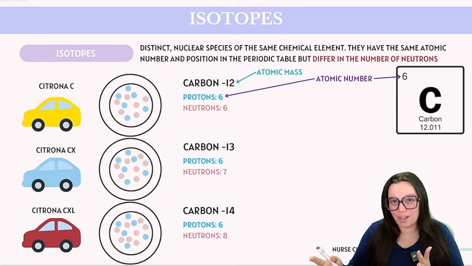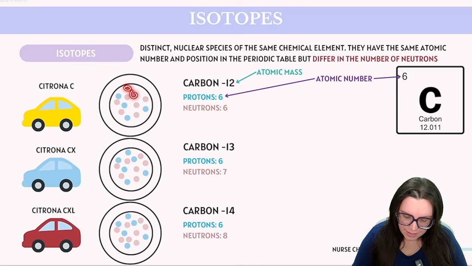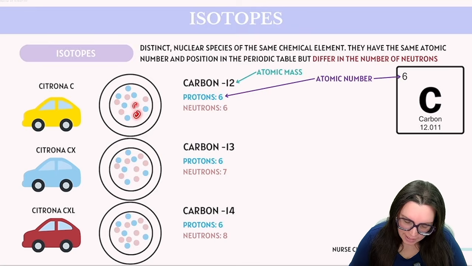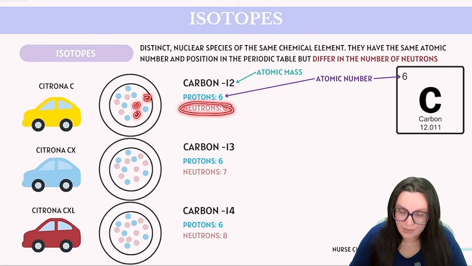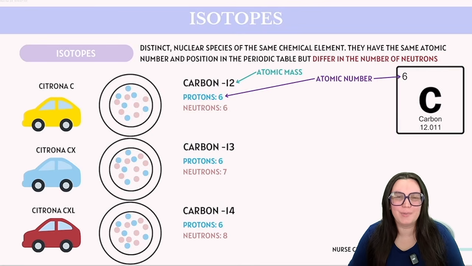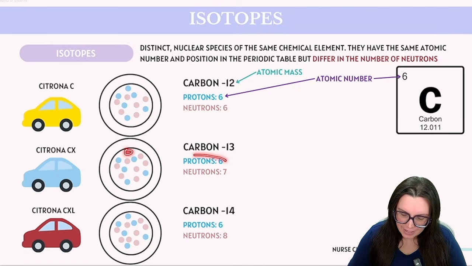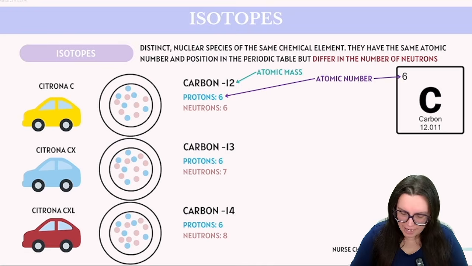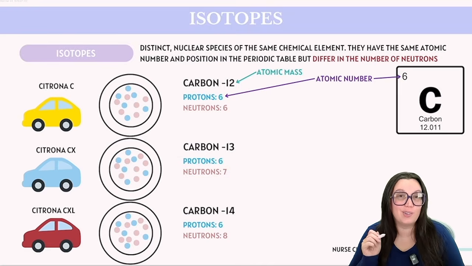In carbon-12, if we count these little blue dots, we're going to find that we have 6 protons. And if we count each one of these little red dots, we're going to see that we have 6 neutrons. This is a classic example of what carbon is. Moving on to carbon-13, we still have 6 of our little blue dots, meaning we still have 6 protons, but what's different here is we have an additional red dot. So now we have 7 neutrons.